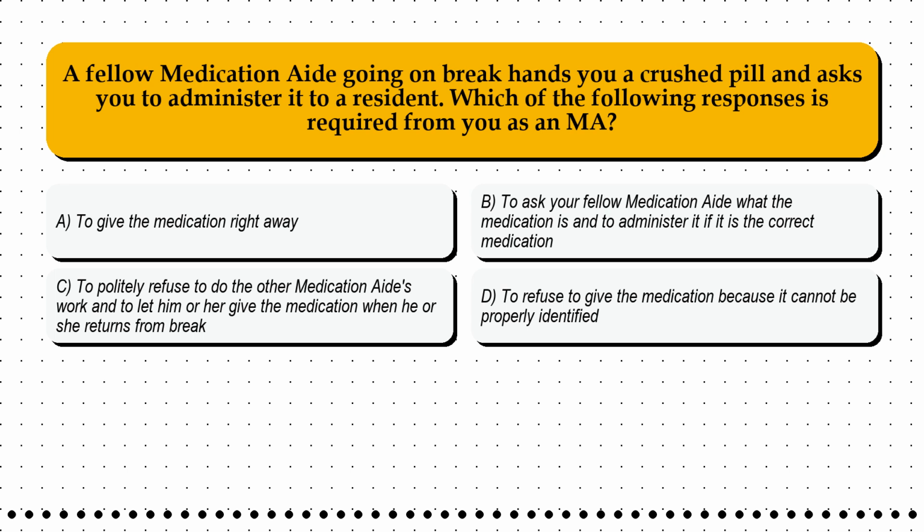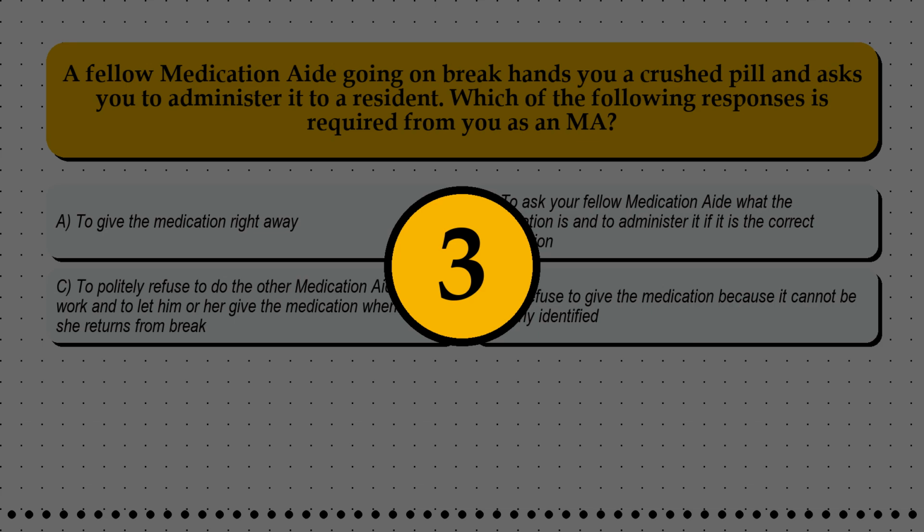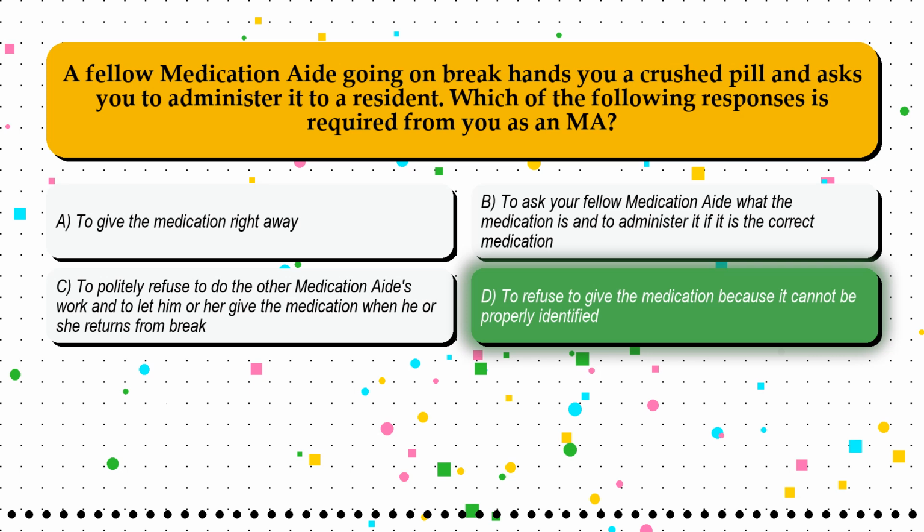Question 11. A fellow medication aide going on break hands you a crushed pill and asks you to administer it to a resident. Which of the following responses is required from you as an MA? Option A. To give the medication right away. Option B. To ask your fellow medication aide what the medication is and to administer it if it is the correct medication. Option C. To politely refuse to do the other medication aide's work and to let him or her give the medication when he or she returns from break. Option D. To refuse to give the medication because it cannot be properly identified. The correct answer is option D. To refuse to give the medication because it cannot be properly identified.